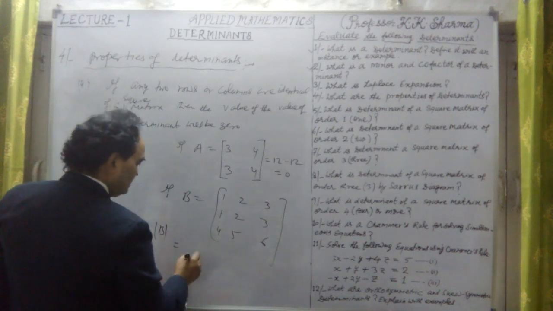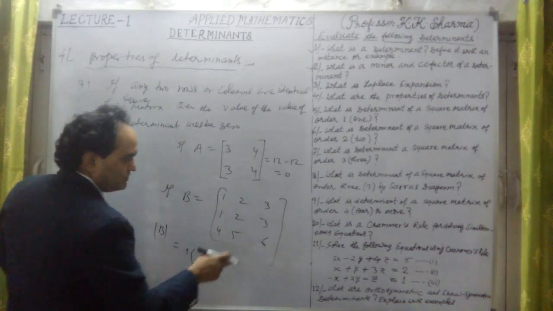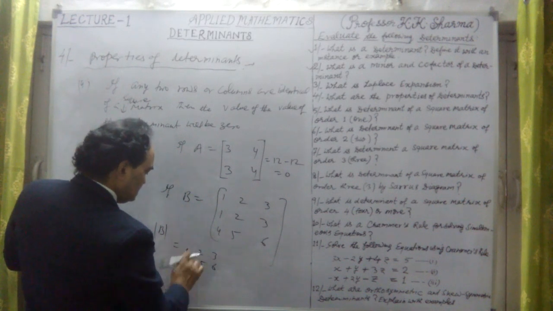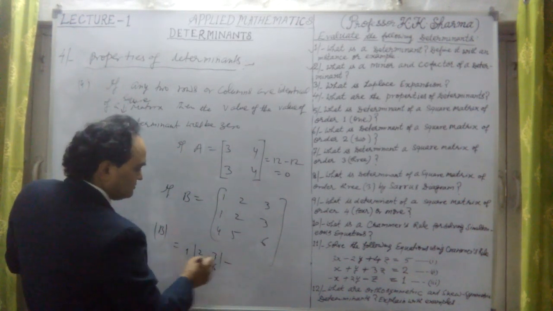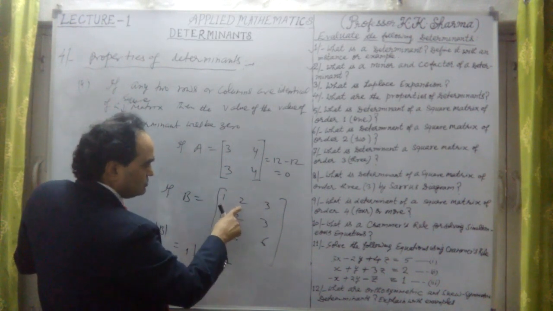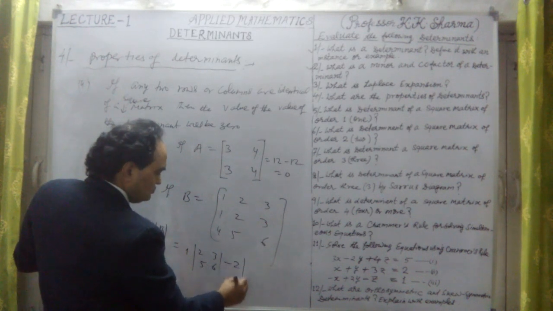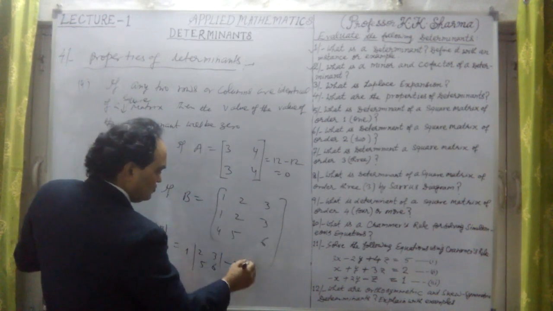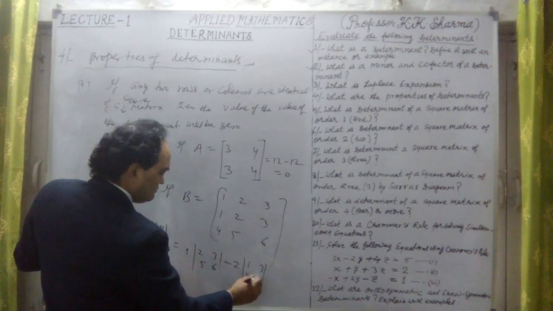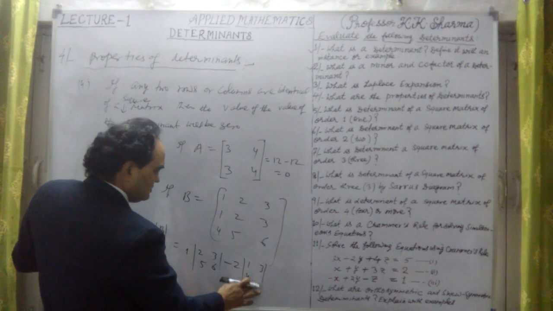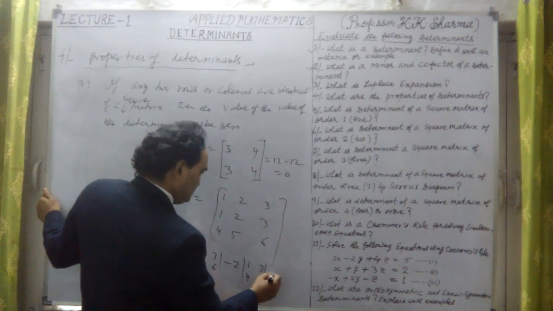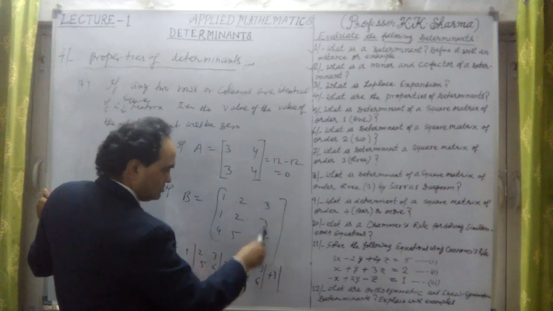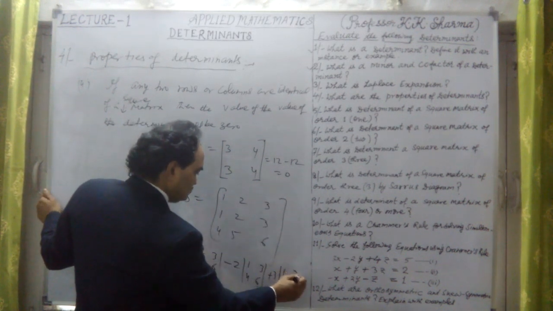Determinant value of B is equal to 1 into the cofactor of 1, which is the determinant 2, 3, 5, 6, minus 2 into the determinant 1, 3, 4, 6. This is a minus sign because 2 is lying in the first row and second column, so 1 plus 2 is negative. The first row and second column are left out, and the remaining values are 1, 3, 4, 6. Sorry, this is 4, 6 here. Then plus 3 into the determinant of the remaining values, since the first row and third column are not considered: 1, 2, 4, 5.